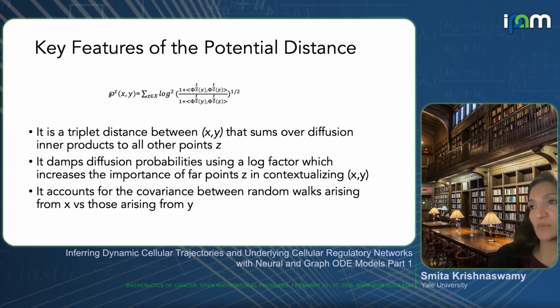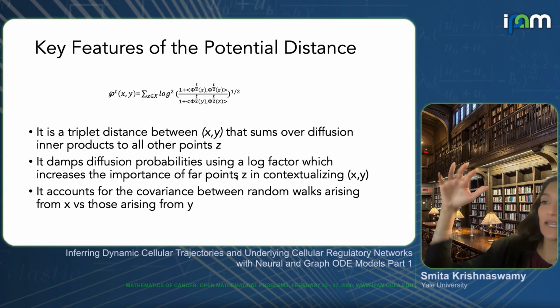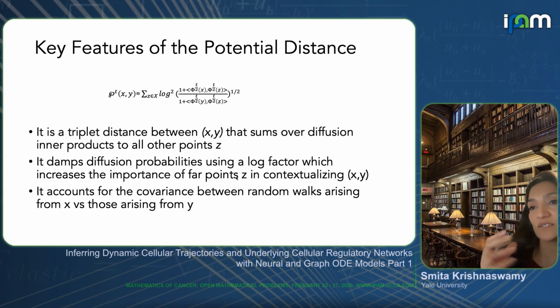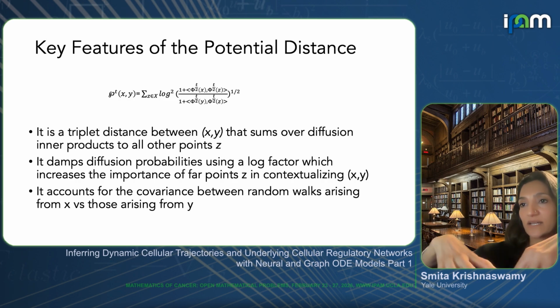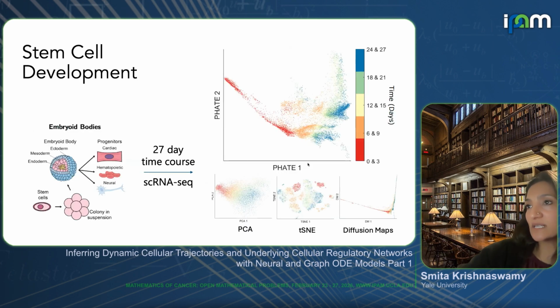So if you're computing the distance between 2 points x and y, it's summing over those diffusion component inner products to all other points z. And the log damping factor that you have increases the importance of faraway stuff so that you don't get this nearest neighbor type graph where you're overemphasizing near neighbors and just kind of pushing or repelling everything else away. And it accounts for covariance arising from random walks starting at those data points. So we use this initially for stem cell development data, and you can see.